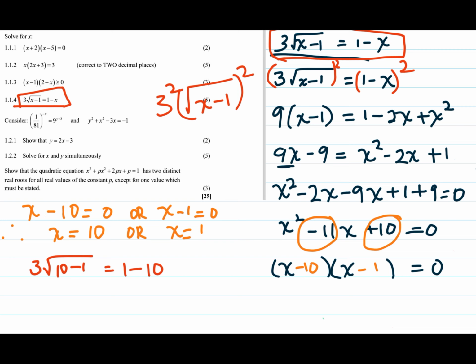So let's do x is equal to 1. It's going to be 3 square root of 1 minus 1 is equal to 1 minus 1. 0 is equal to 0. So x is equal to 1 is a solution. So that means that for your final answer, x is not equal to 10, x is equal to 1. That is the one solution that we get.